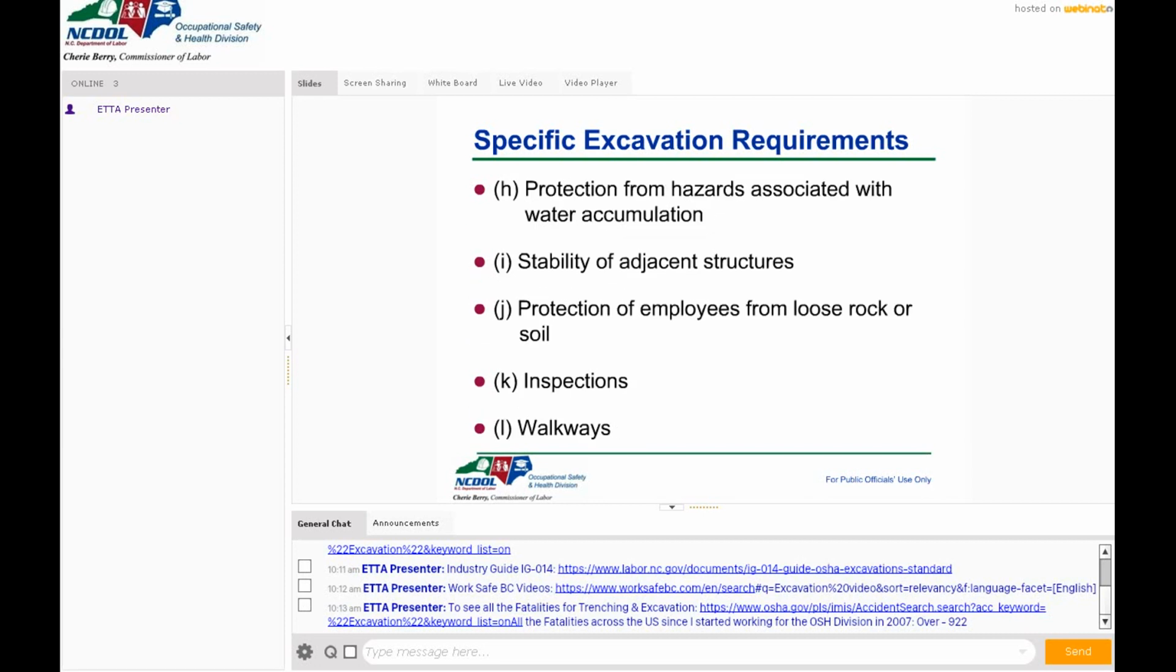Now, these are some additional sections throughout the standard. So if you're looking for something and you need to know, well, do I need to do an inspection of this site? If you go to this part of the standard, you can see what type of inspections you're required to cover. The same way as walkways right below there as well.